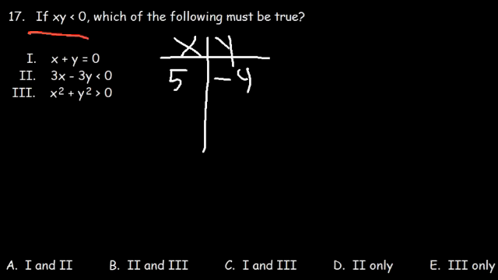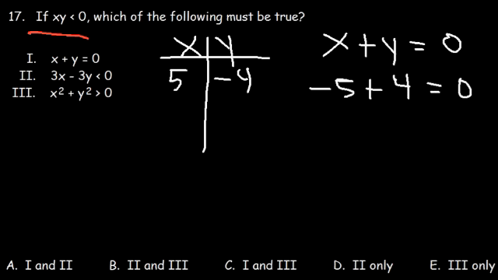So now we can test each of the choices to see which one is true. So let's focus on x plus y. So if x is negative 5 and y is 4, is it equal to 0? Negative 1 does not equal 0. So therefore, we have disproved number 1. So that means the answer can't be A and it can't be C.